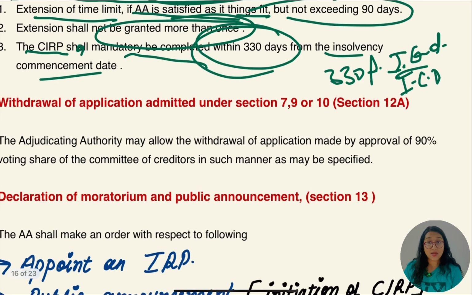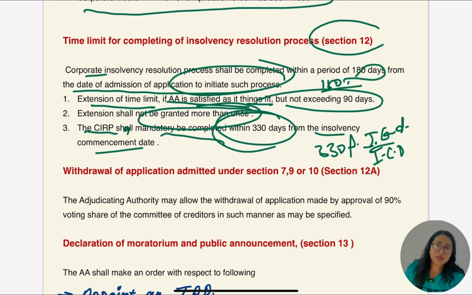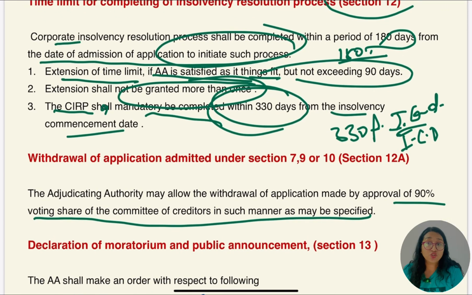Let's go for section 12A. Section 11 was about those persons who are not entitled to make the application. Section 12 was about what? The time limit of the CIRP process. So 12A, withdrawal of application. Do you think withdrawal of application is possible in this chapter? Yes, under this section withdrawal of application is possible. But is there any criteria for this? Yes, again there is a criteria: 90% of the voting share of the committee of creditors, in such manner as specified. It should be approved by 90% of the voting share of the committee of creditors.